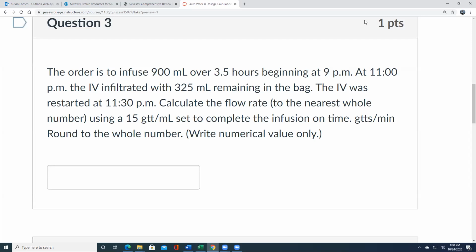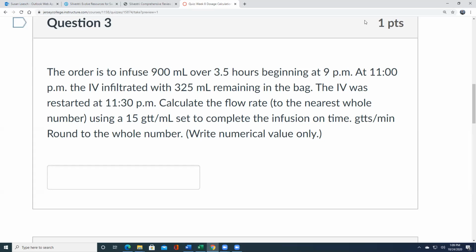All right, so we have 900 mLs to go over 3.5 hours, and it was supposed to start at 9 p.m. At 11, it infiltrated. So it went for 2 hours, which means our time remaining is 1.5 hours. If we're calculating a new flow rate, that's going to be our time. 1.5 hours in minutes is 90 minutes. So 90 minutes is our time.